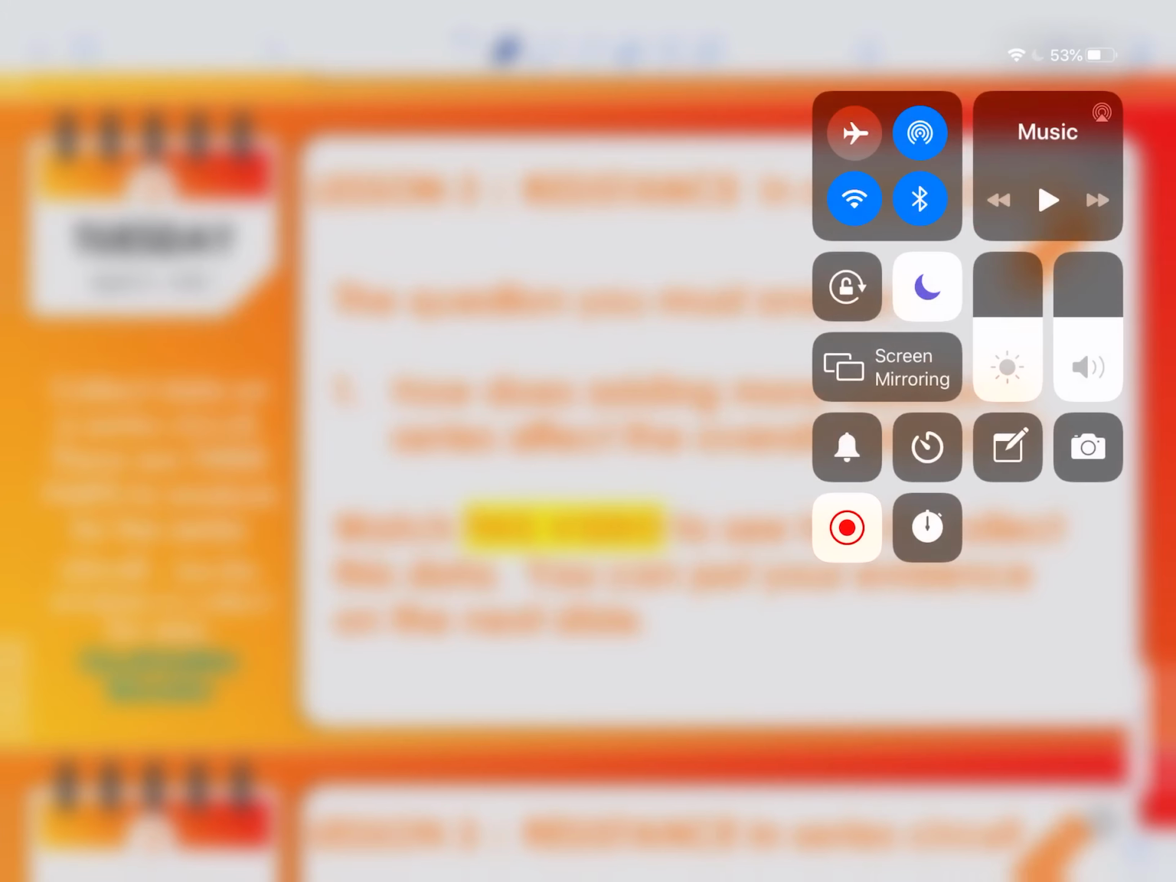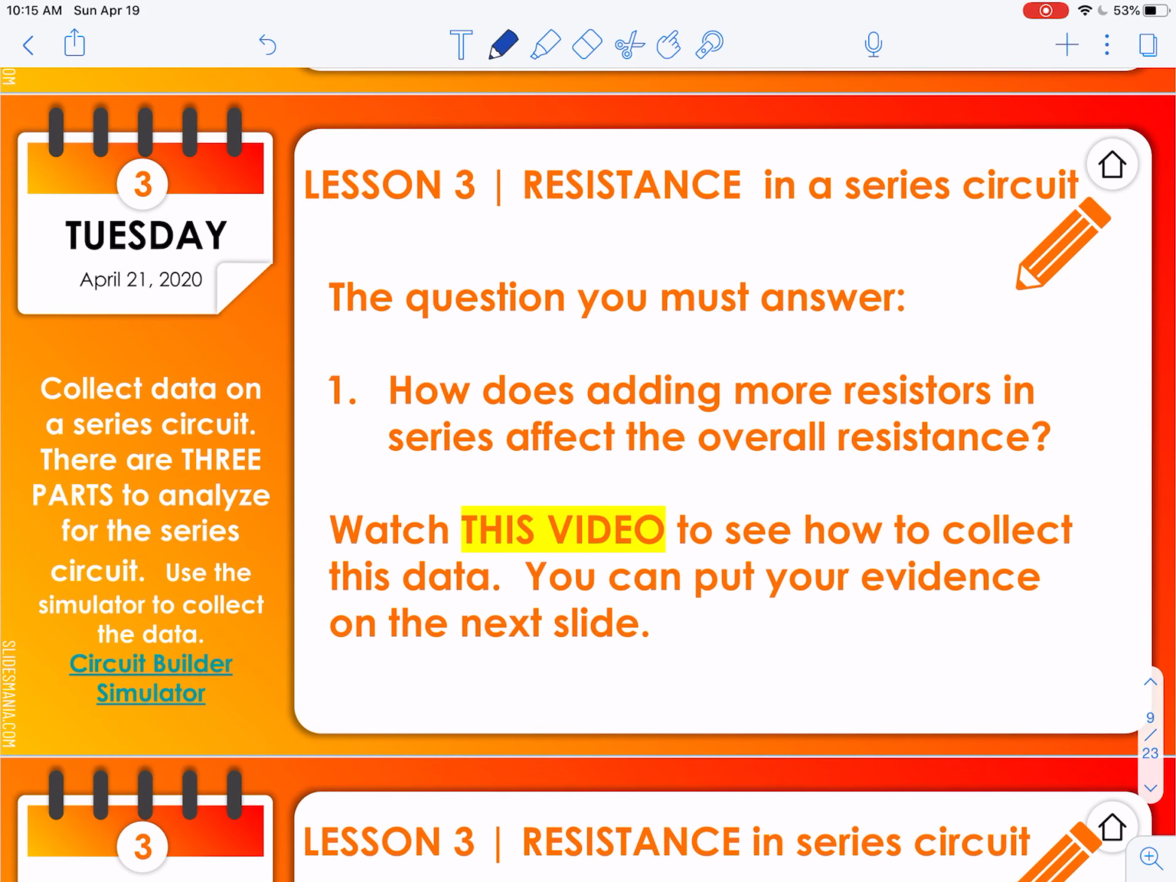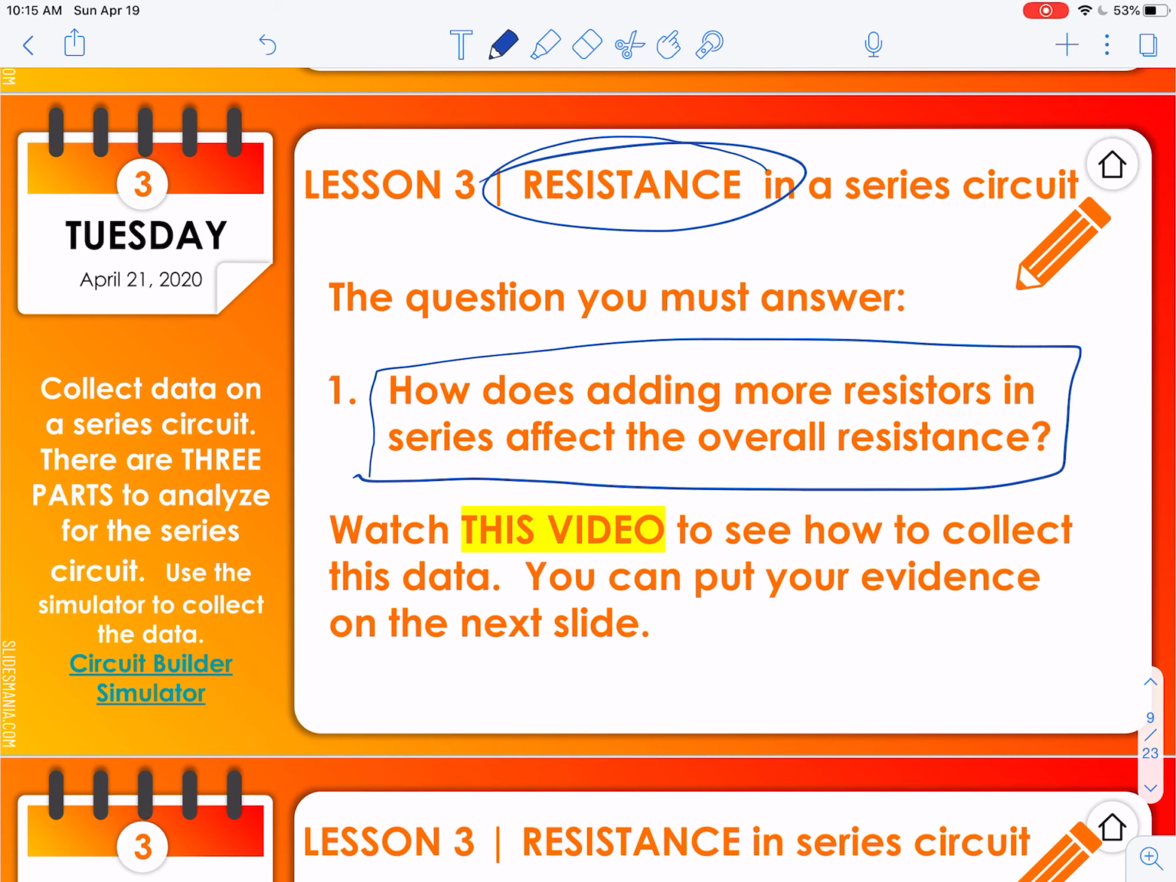Okay. All right. So in this last part of the series circuit, we want to think about the resistance in a series circuit. Okay, and there's no way in the simulation to directly measure the resistance, so we're going to have to do a little bit of thinking back to what we just did before, okay? But we want to know, how does adding more resistors in series affect the overall resistance in the circuit, right? Basically, we're trying to see, does it make it harder to go through the circuit? Is it now easier to get through the circuit, or is it the same as it was before?